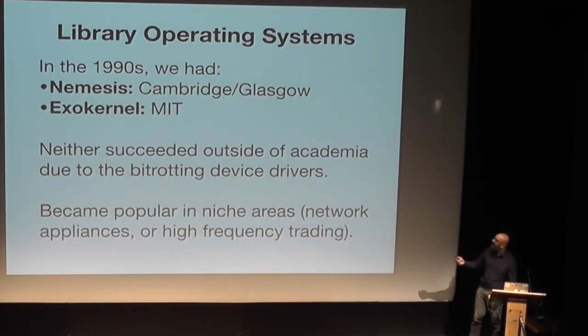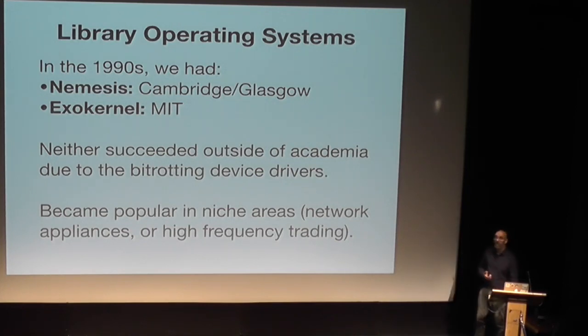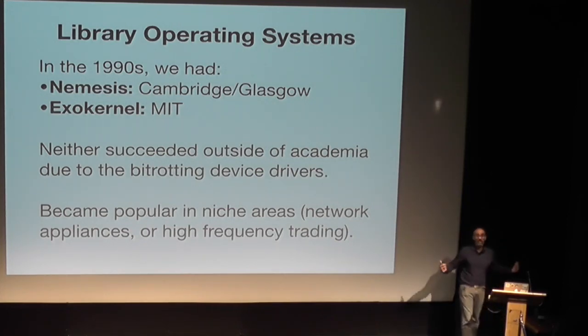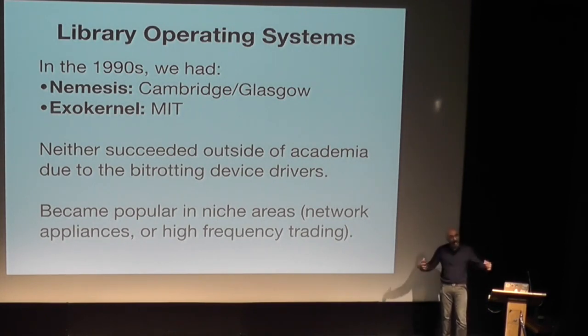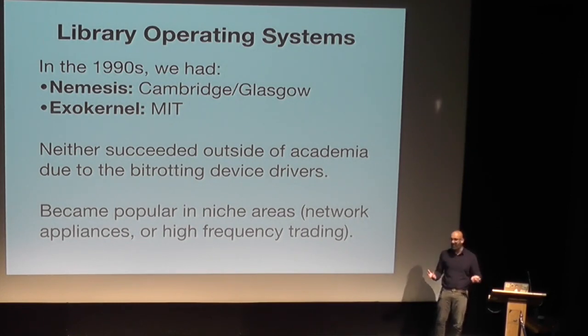One called Nemesis, which came from Cambridge and Glasgow, and from MIT came the Exokernel, and these are both library operating systems. And none of them succeeded outside of academia, because there's this huge kind of bit rot problem of device drivers, where to actually run the hardware, Linux has thousands of contributors, because they all combine together to work in open source in order to support all the latest hardware. With the library operating system, we've just gone and enthusiastically taken it apart, removed all these abstractions, turned them into libraries, wait a year, nothing will work on any modern hardware, because it doesn't have that kind of momentum and network effect to keep it going.